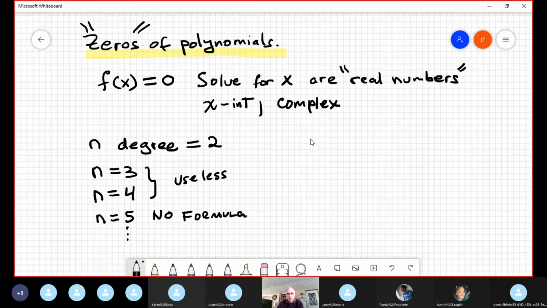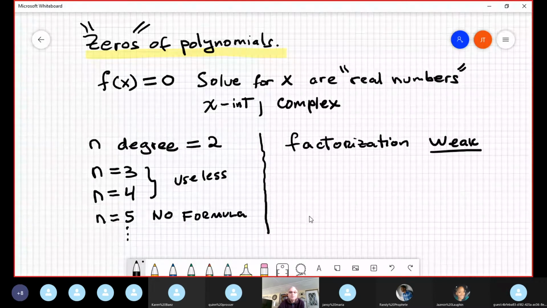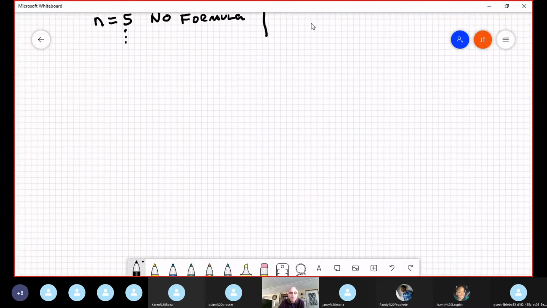But don't worry. One possibility to find the zero of the polynomial is using factorization, no? Okay, we discussed it last time, 2 examples. Factorization is fantastic, pero factorization is weak, because in a lot of examples we cannot factor. Entonces we study now another way, a little bit stronger, to find the zeros of the polynomial. Okay, let me recall something.